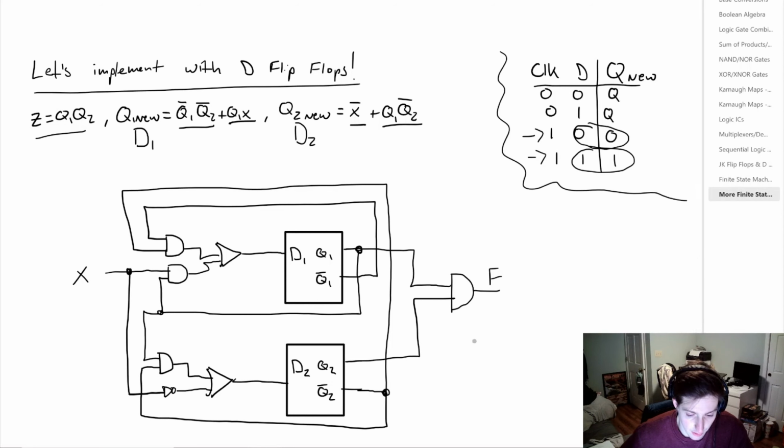This circuit does look kind of messy, but it does represent that exact state diagram from the finite state machine. And like stated previously, this is the last topic that we're covering in the logic course.